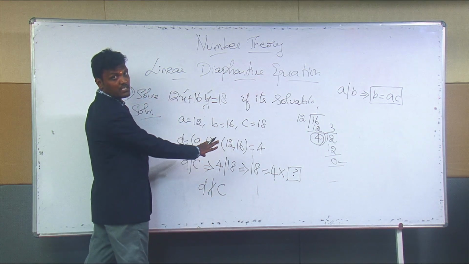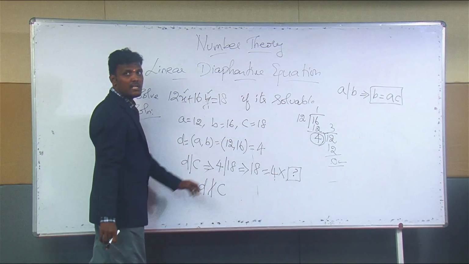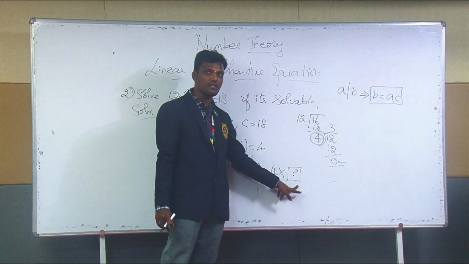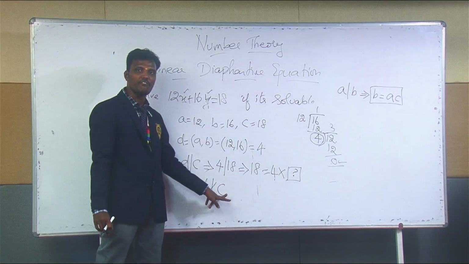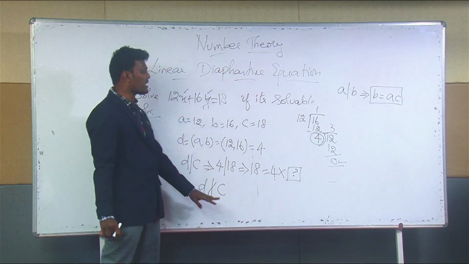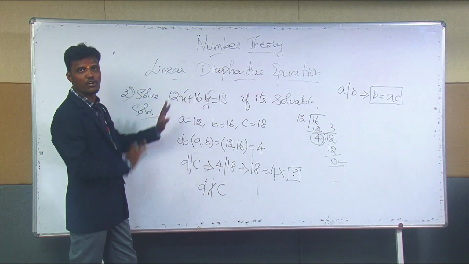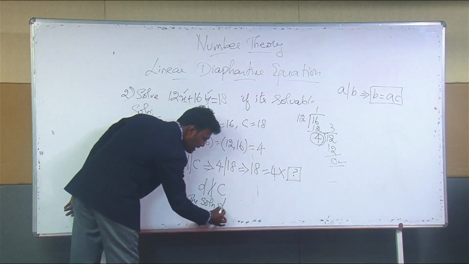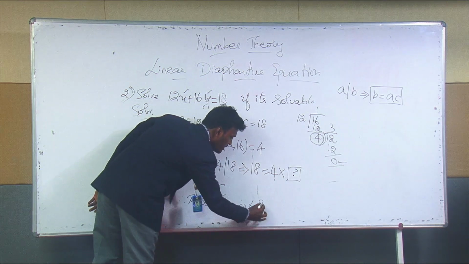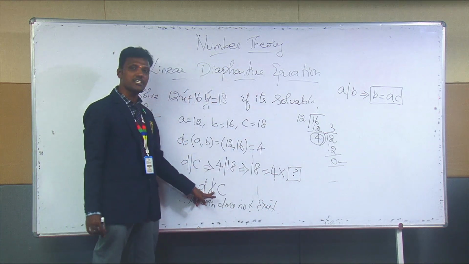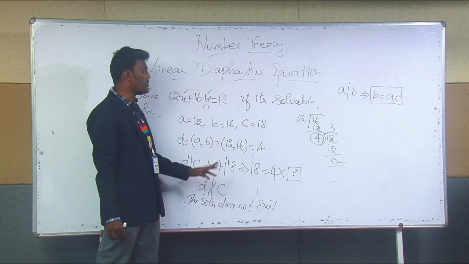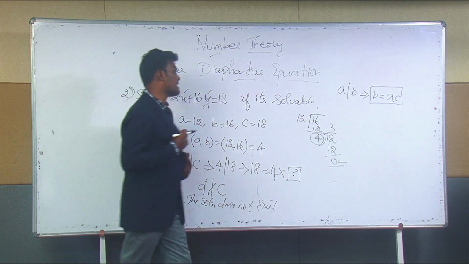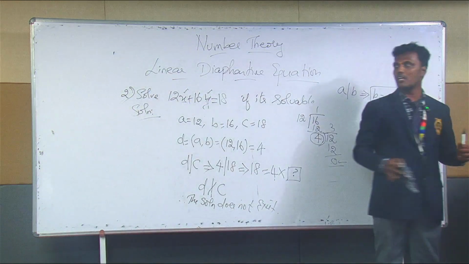So if B can be expressed as a multiple of the first term, then you can say it is solvable, but we cannot express 18 as 4 times some other integer. So D does not divide C. If the condition fails, you can say the solution does not exist for this linear Diophantine equation. Therefore, the solution does not exist for this particular problem because the condition is not satisfied. If it is not solvable, you cannot find the solution. So this is the counter example for this linear Diophantine equation.